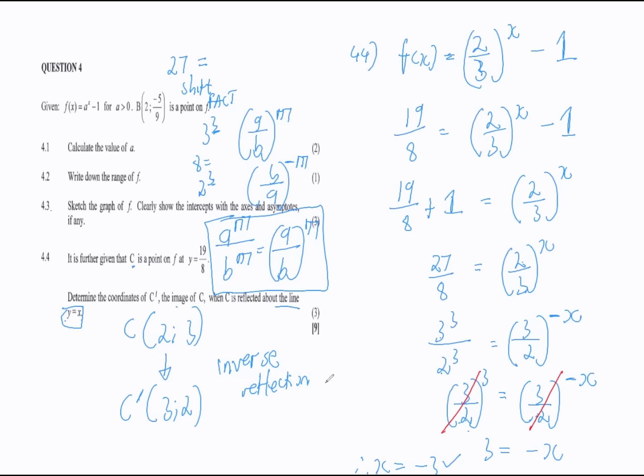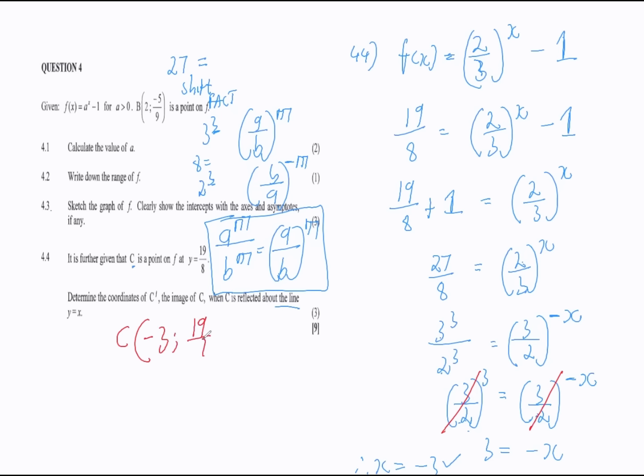But remember, we are not done. The purpose of all this from the beginning was to find the coordinates of C and then reflect them over the line y equals x. So that means the coordinates of C originally will be (-3, 2, 19 over 8).